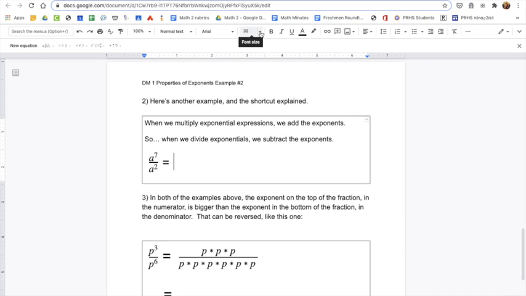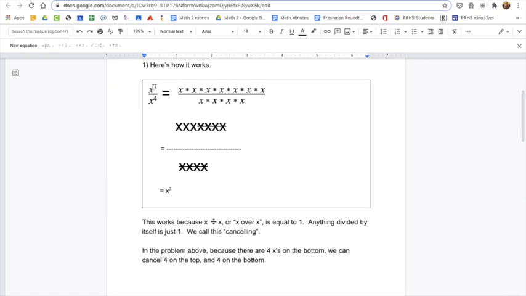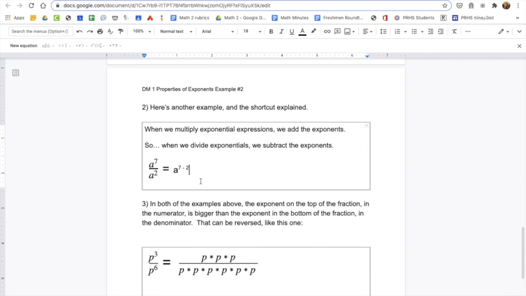So this is going to be a raised to the, well, I've got 7 minus 2. Just like in the example above, I had 7 minus 4 equals 3. I can recognize that pattern, see the shortcut, and I've got a raised to the 7 minus 2 is 5. The answer is a raised to the 5th power, or a to the 5.